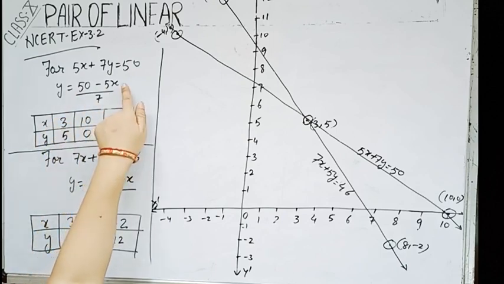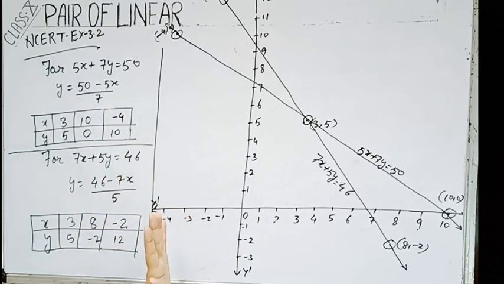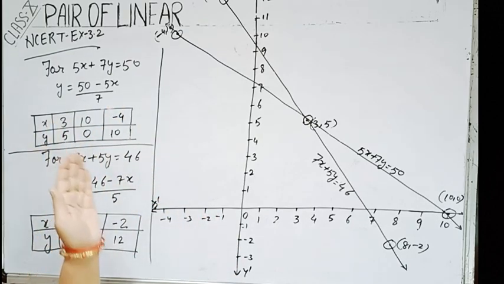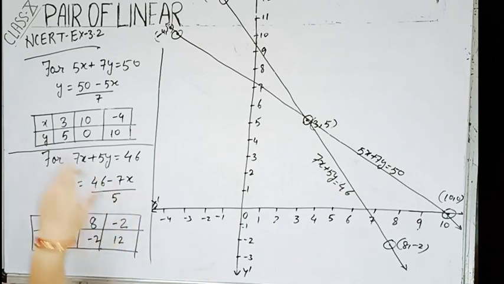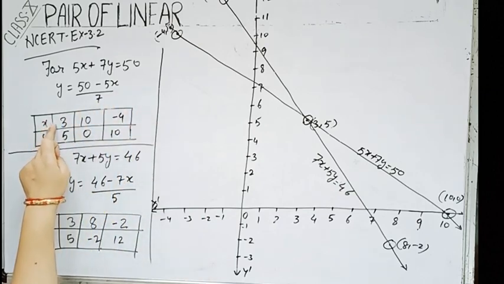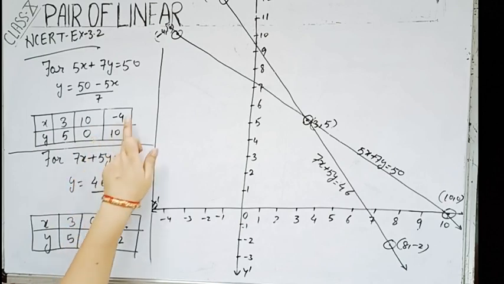Now if I put x equals to 0, I will be getting 50 by 7, which is a fraction. So I will not opt that value. I will be going to those values of x for which y is coming as a number without fraction. So I substituted x equals to 3, got y as 5, x equals to 10, y is 0, x equals to minus 4, y is 10.